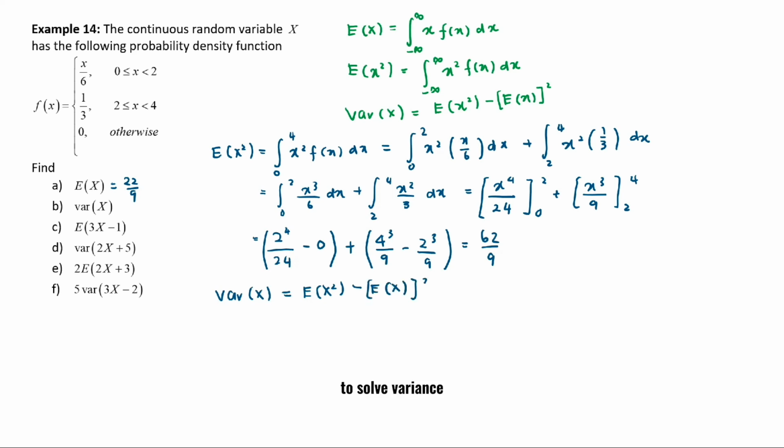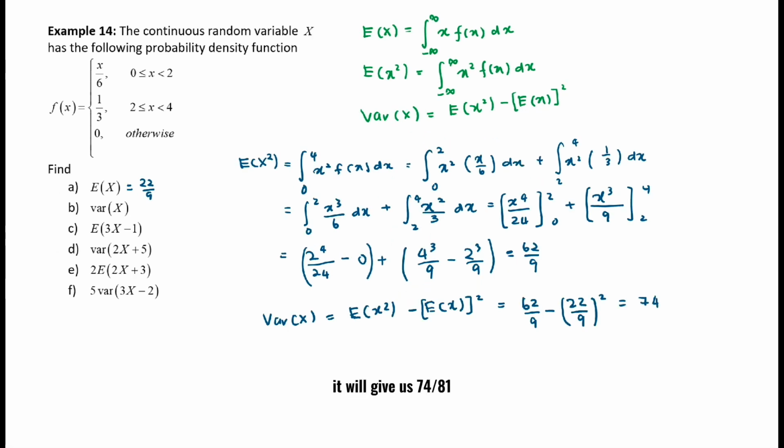To solve the variance, we substitute the value of expectation of x square, which is 62 over 9. We take away the square of 22 over 9. It will give us 74 over 81.